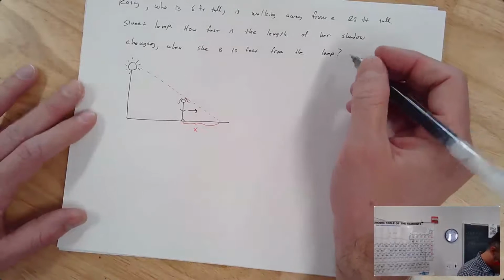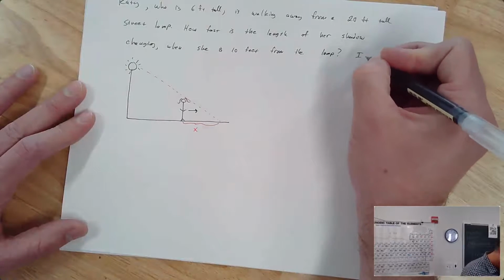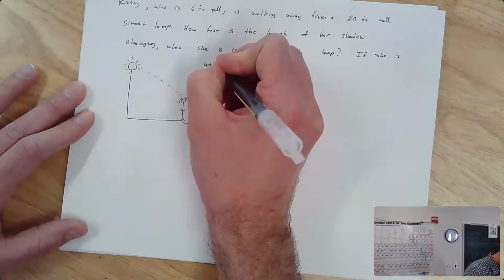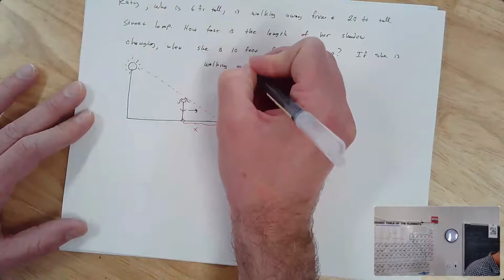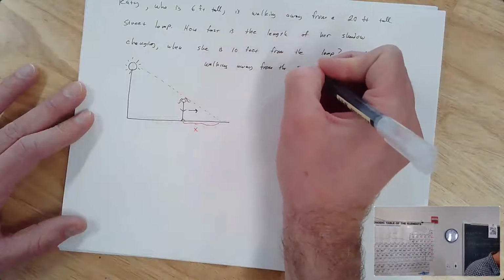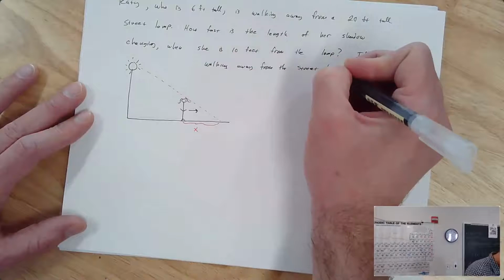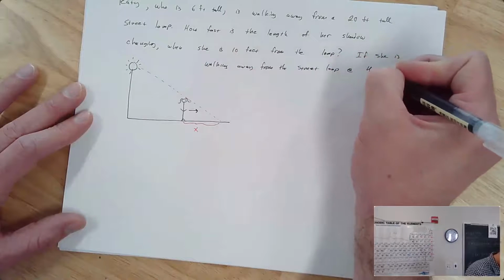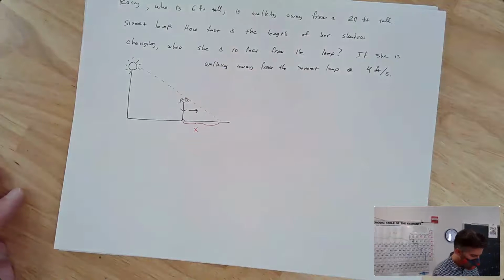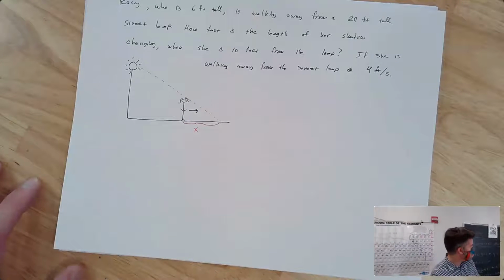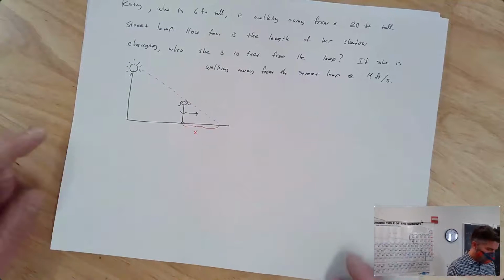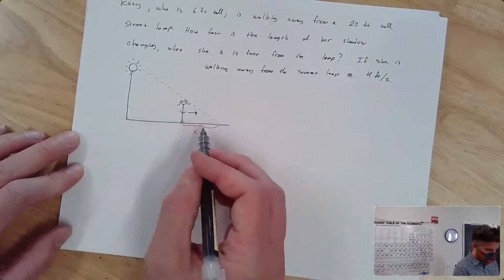So if she is walking away from the street lamp at a rate of 4 feet per second. Great. So she's walking away from the street lamp at 4 feet per second.